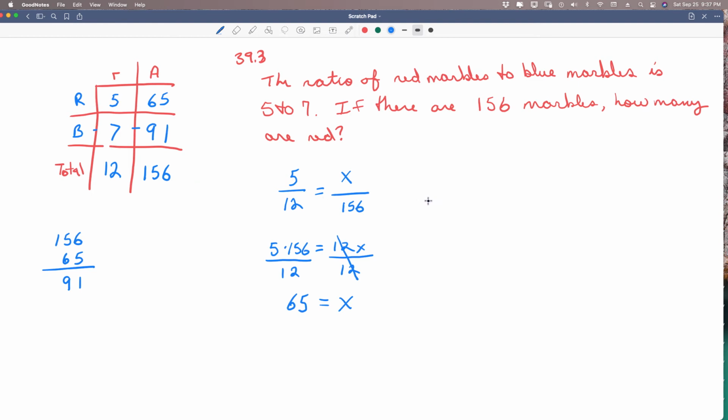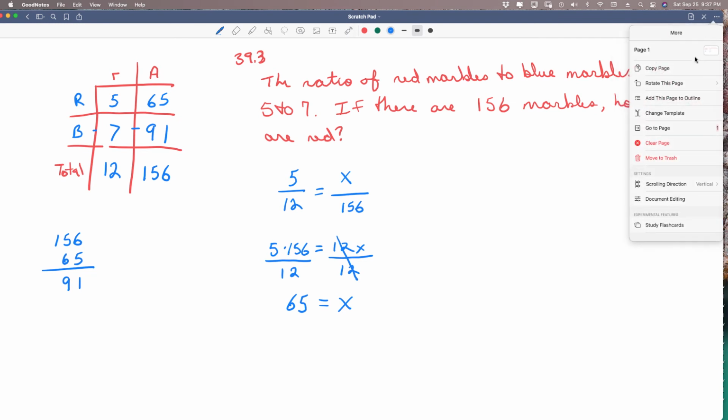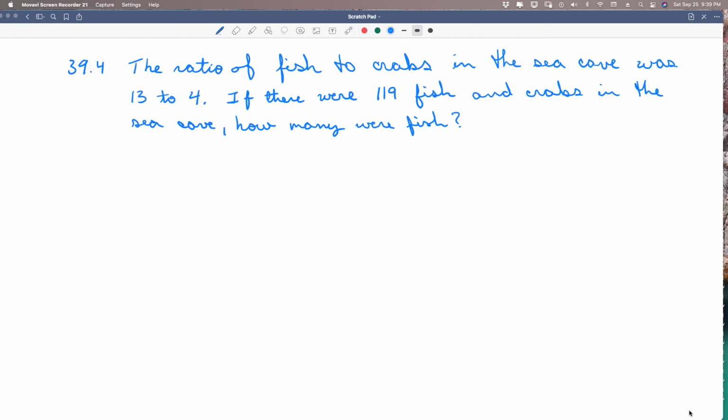All right, let's try another one of these. I'm going to clear the page. Take notes if you need to. This is 39.4. Let me write this down. And here's our problem. The ratio of fish to crabs in the sea cave was 13 to 4. If there were 119 fish and crabs in the sea cave, how many were fish?